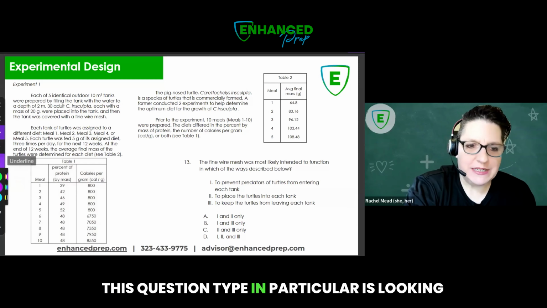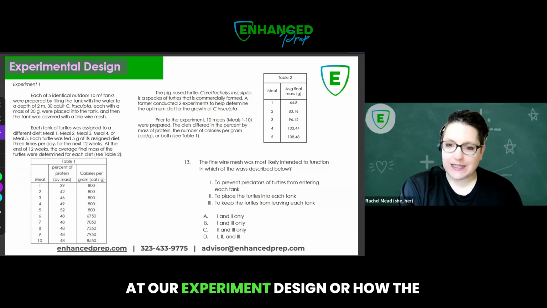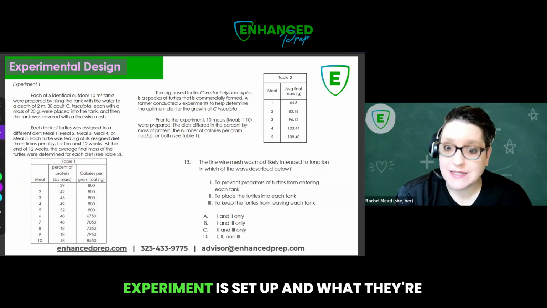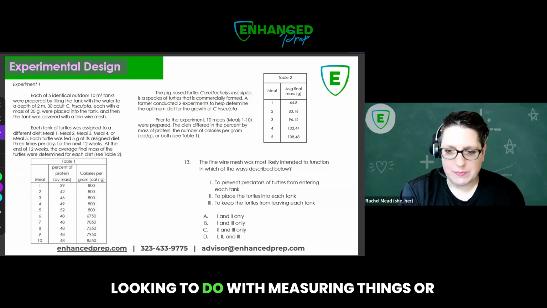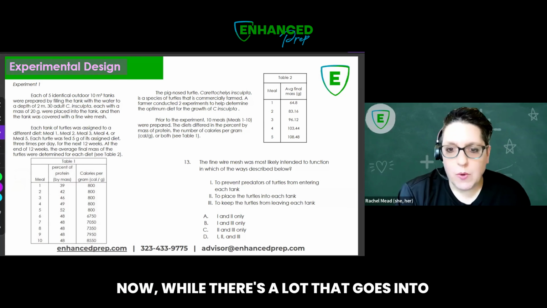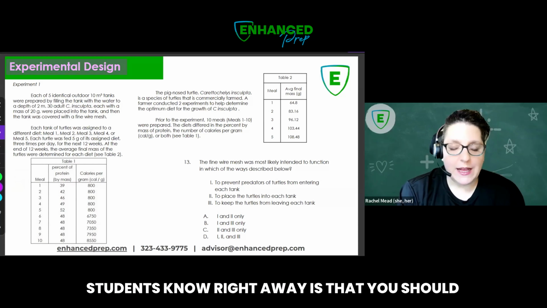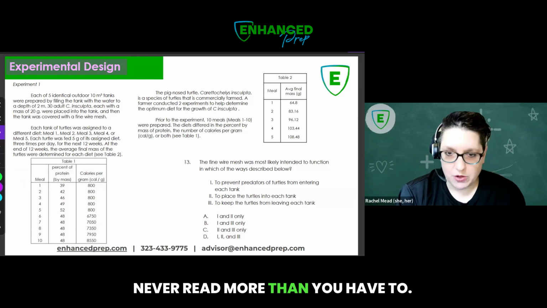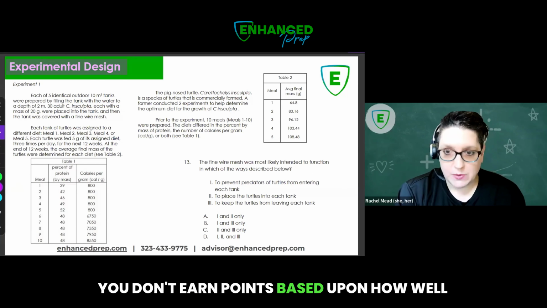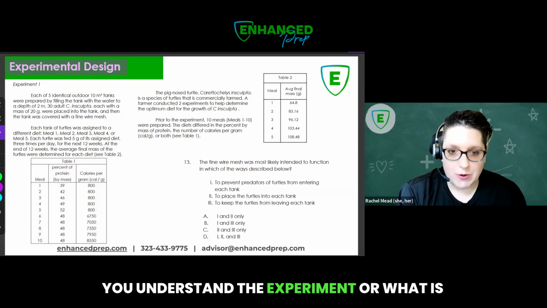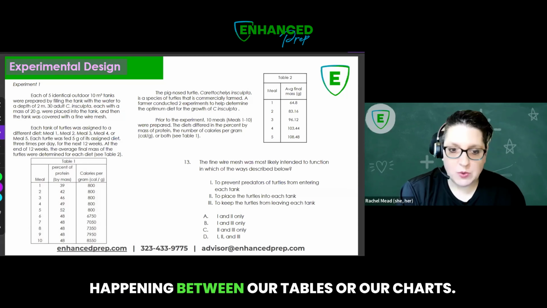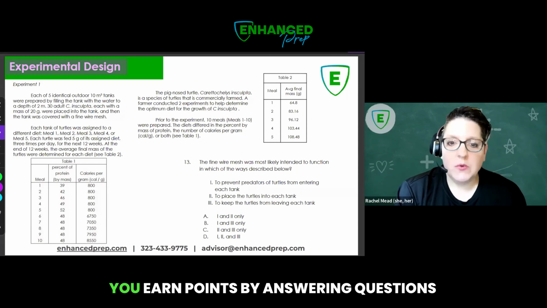This question type in particular is looking at our experiment design, or how the experiment is set up and what they're looking to do with measuring things or determining things. Now, while there's a lot that goes into science, a big thing that I need to let students know right away is that you should never read more than you have to. You don't earn points based upon how well you understand the experiment or what is happening between our tables or our charts. You earn points by answering questions correctly.